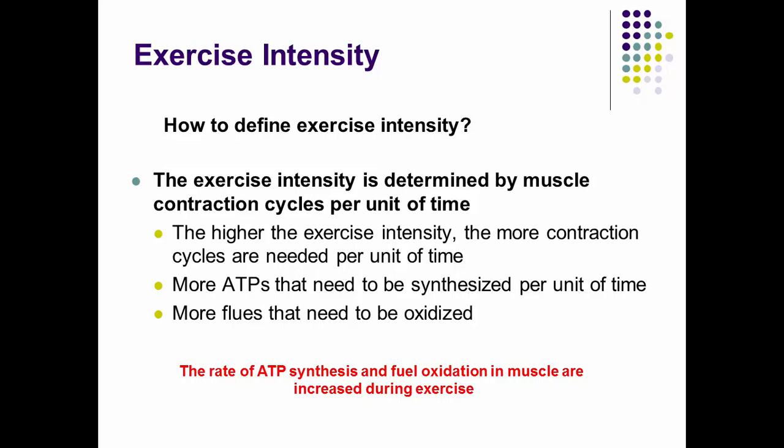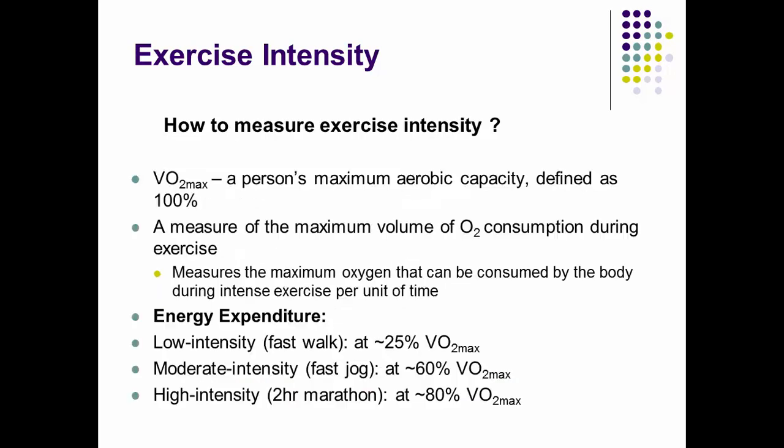So the intensity of exercise usually is related to oxygen consumption, right? The oxidative activities require higher levels of oxidative metabolism and require more oxygen. It is higher if exercise intensity is higher. That makes sense, right? And also keep in mind that the rates of ATP synthesis and fuel utilization in muscle are increased during exercise. So this is how we measure exercise intensity.